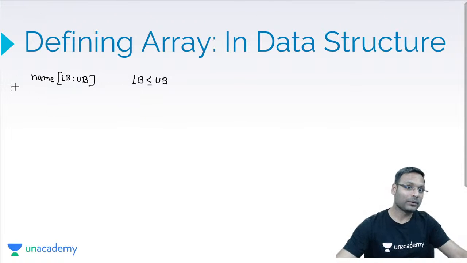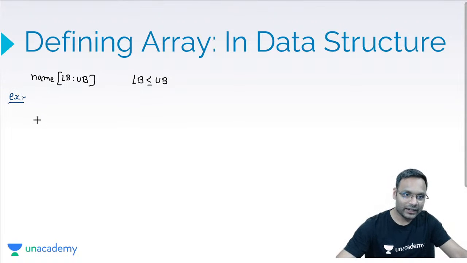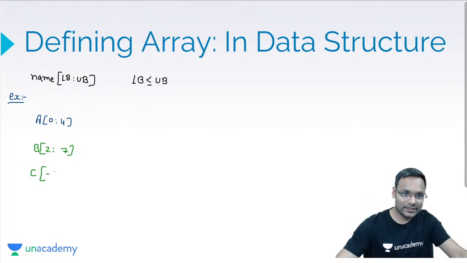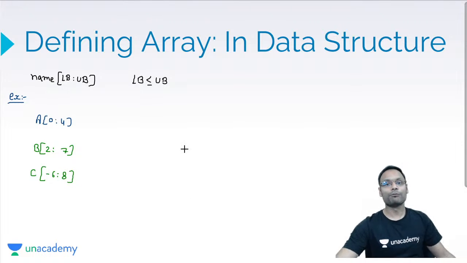Let's take a simple example. Can we have an array like this way? Same array, this one. If I am using this particular same array, lower bound is 0, upper bound 4. Can we define? Yes, of course we can define. We can have another array which is having starting index 2 and last index 7. Possible? Yes, possible. We can have another array C which is having -6 as the starting index and 8 as the last index. Yes, possible.